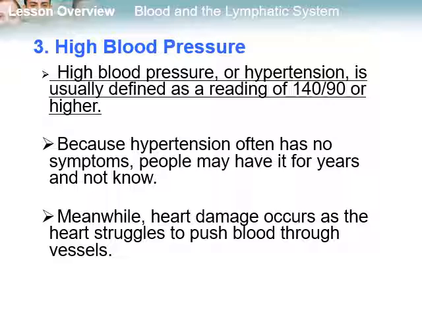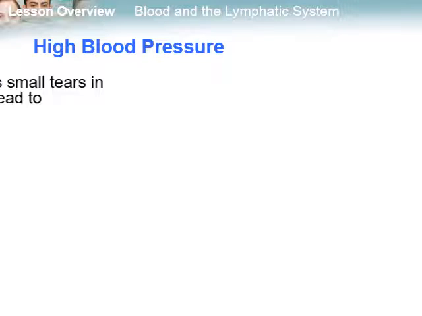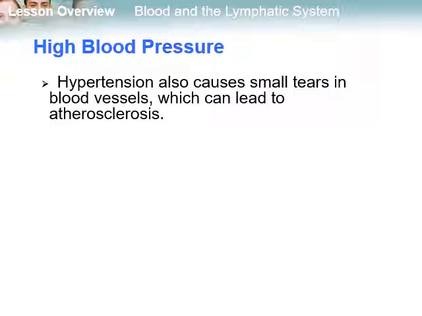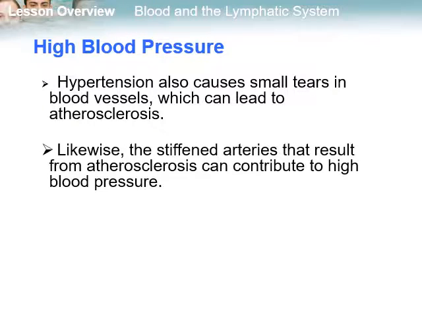Meanwhile, heart damage occurs as the heart struggles to push blood through the blood vessels. Hypertension also causes small tears in blood vessels which can lead to atherosclerosis. Likewise, the stiffened arteries that result from atherosclerosis can contribute to high blood pressure or hypertension.